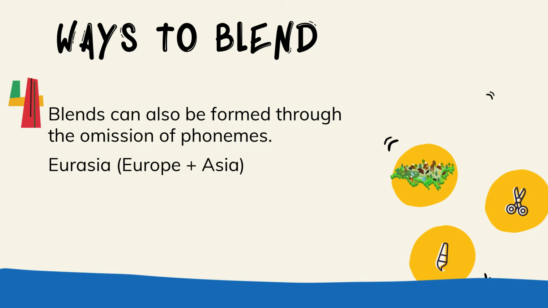Finally, blends can also be formed through the omission of phonemes or sounds. For example, Eurasia. This came from two words, Europe and Asia. We remove the last sound or the last syllable group from Europe, and we just use the portion Eu, and then added the full word Asia to come up with the new word Eurasia.